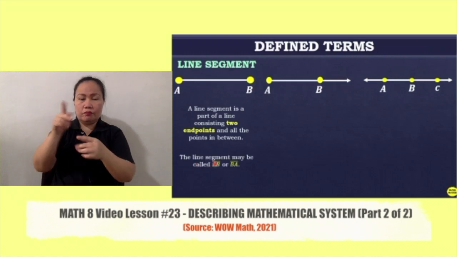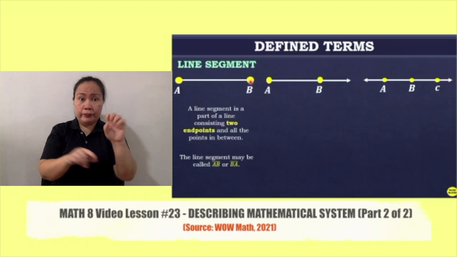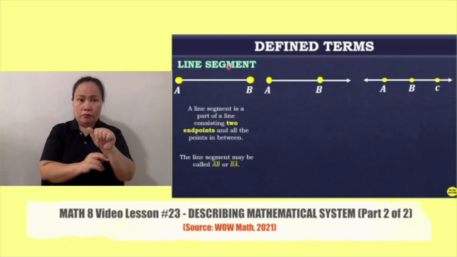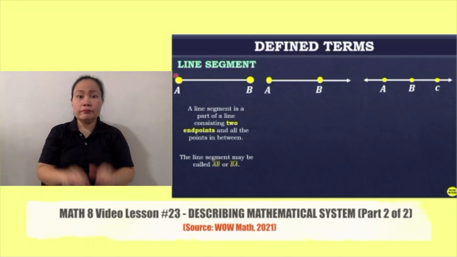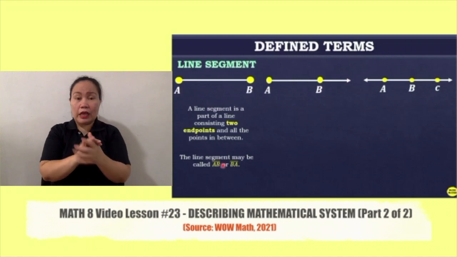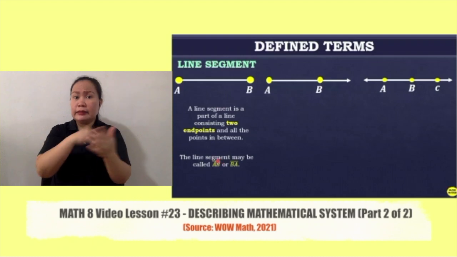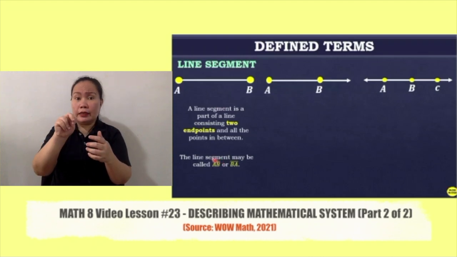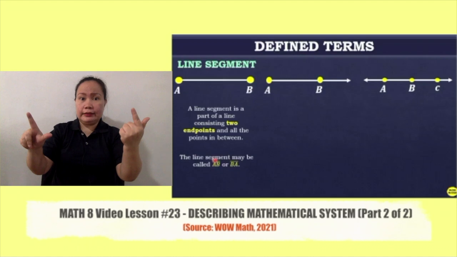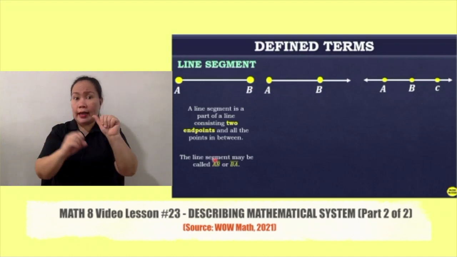The line segment may be called line segment AB or line segment BA. Yes, it can be reversed. But take note of our symbol. This is no longer a line. This is just a line segment. So this is just one part of a line.